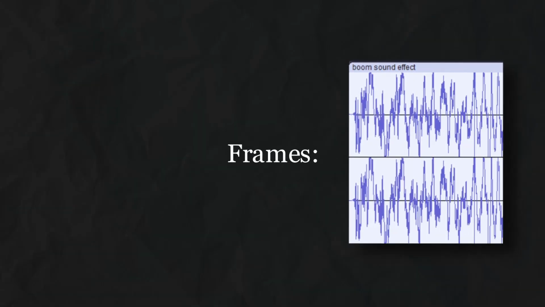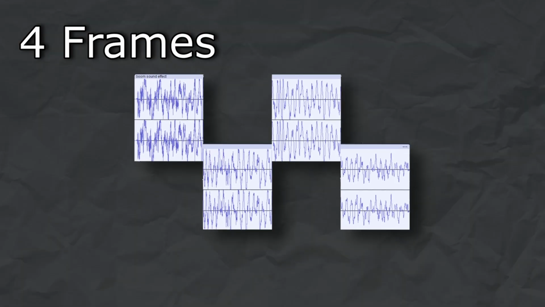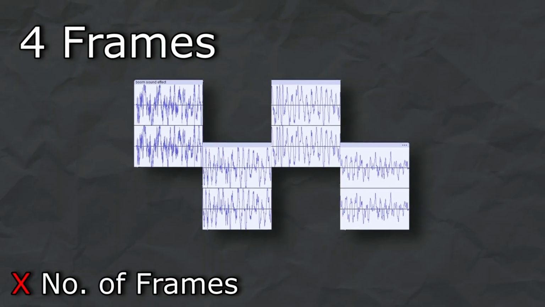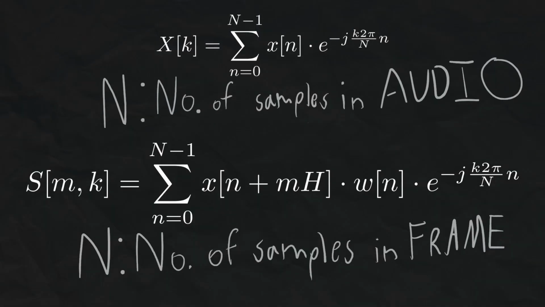Frames are the little pieces of audio we divided our entire piece of audio into. If we had 4 frames, for example, we'd have 4 pieces. But in general, frames are denoted less by their number and more by their size. And capital N, in this case, is the size of them for the short-time Fourier transform, or STFT, as opposed to our entire audio, like the DFT. That's the only real difference for our existing variables.